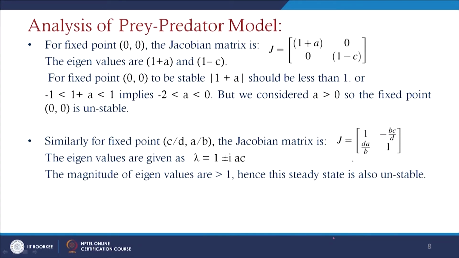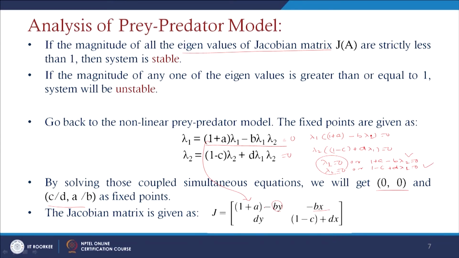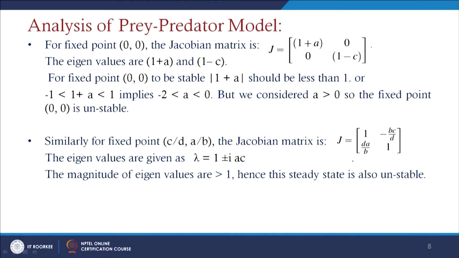So finally, for the point 0 0, if we analyze the Jacobian matrix, for x equals 0 and y equals 0, the off-diagonal terms are 0, and we have 1 plus a, 0, 0, 1 minus c. The eigenvalues are 1 plus a and 1 minus c. Since this is a diagonal matrix, all the entries are nothing but the eigenvalues.